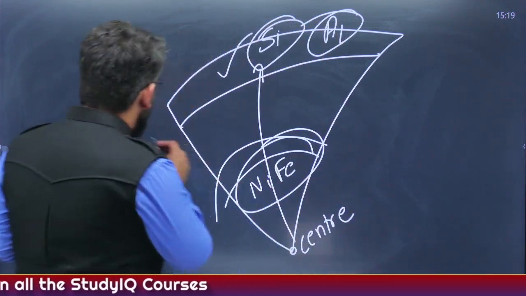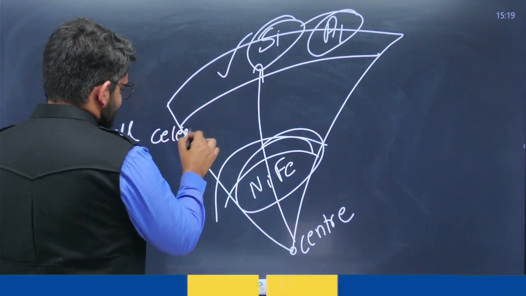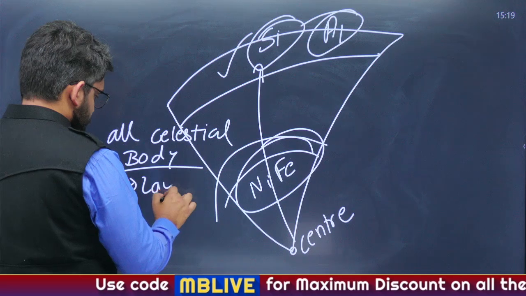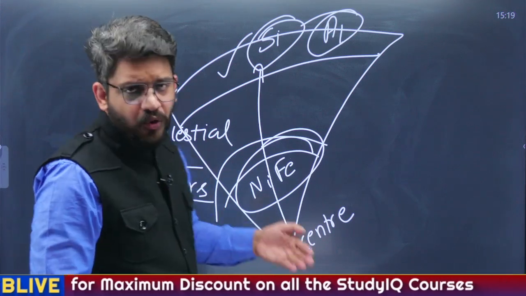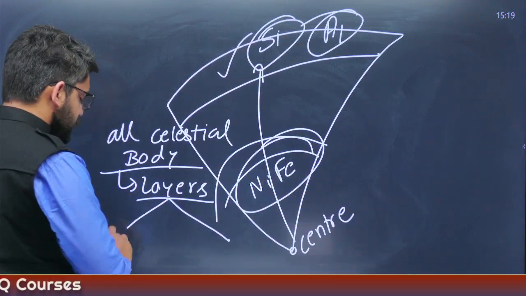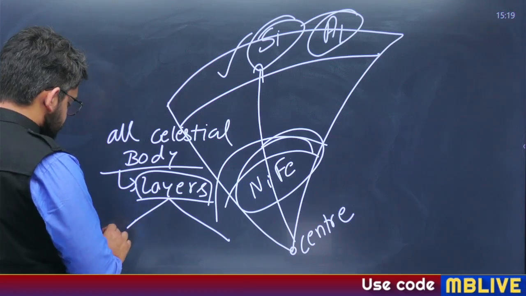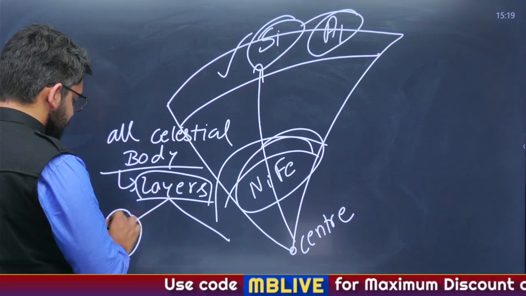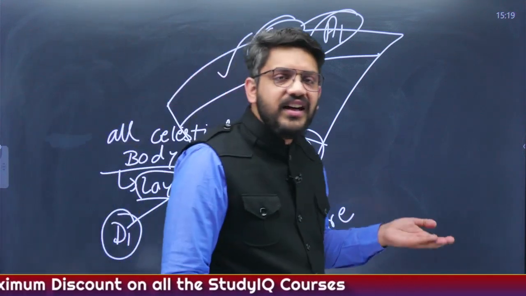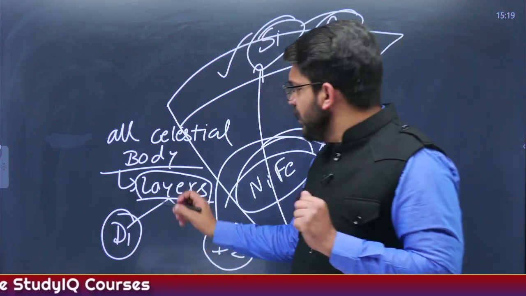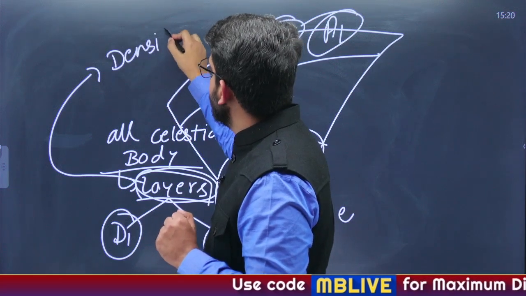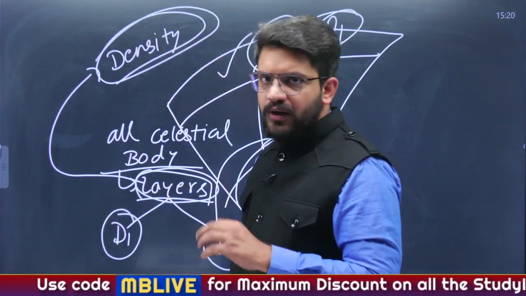This applies to all celestial bodies. That means all celestial bodies have layers, like Earth has core, mantle, and crust, and among these we can divide the layers into two forms. One is the layer of material having high density, that is D1, and the second is the layer of lower density material, that is D2. So this kind of division into layers is mainly due to density. I hope I'm clear.